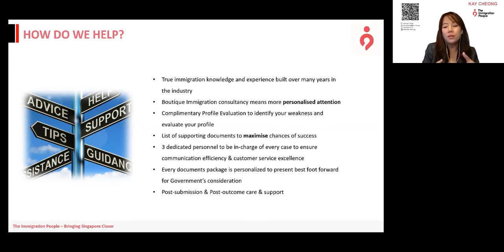So the first time you see the consultant, sometimes will be the last time you'll be seeing the consultant. For us, don't worry, we hand-hold you throughout the entire process. Every document package is personalized. There's no draft template.